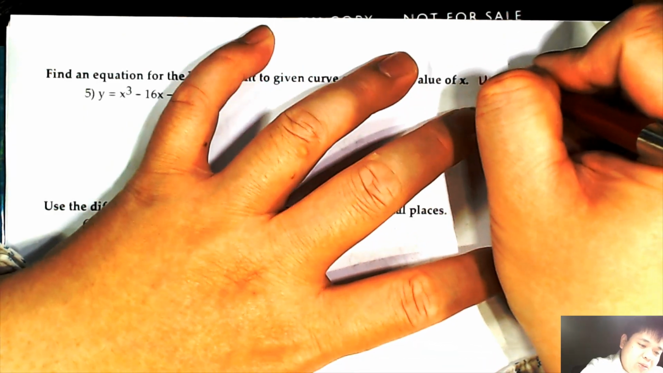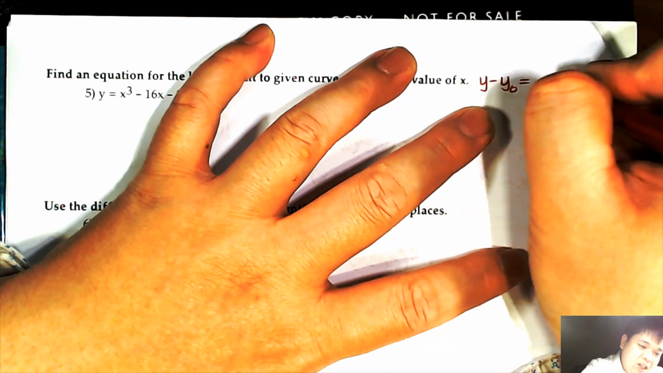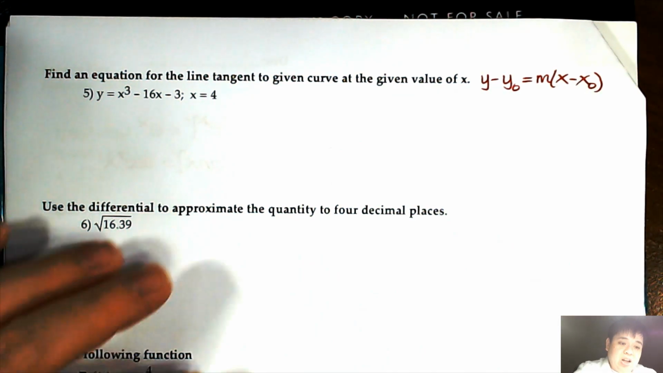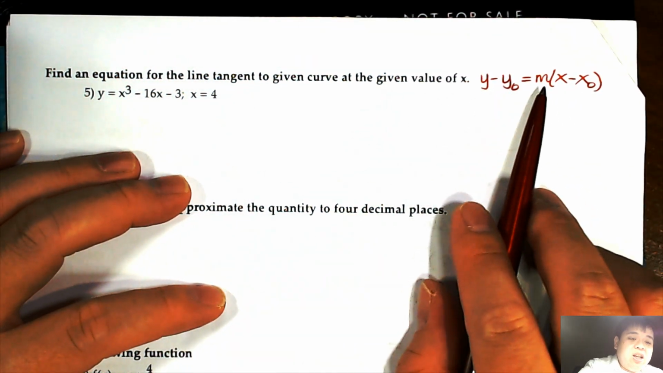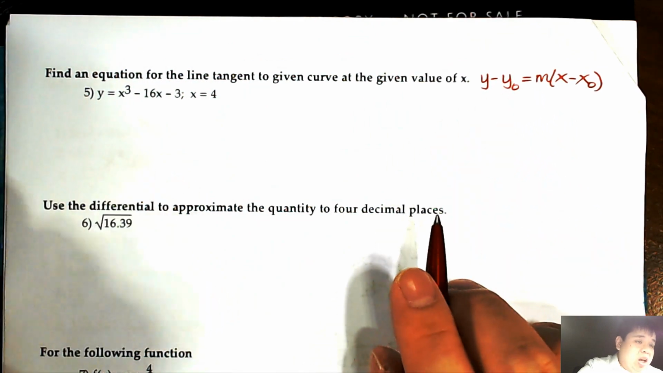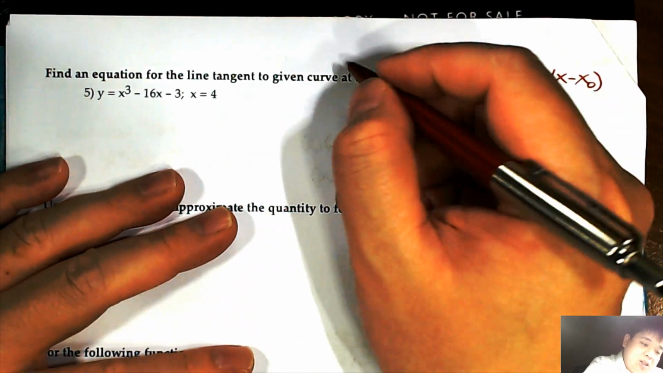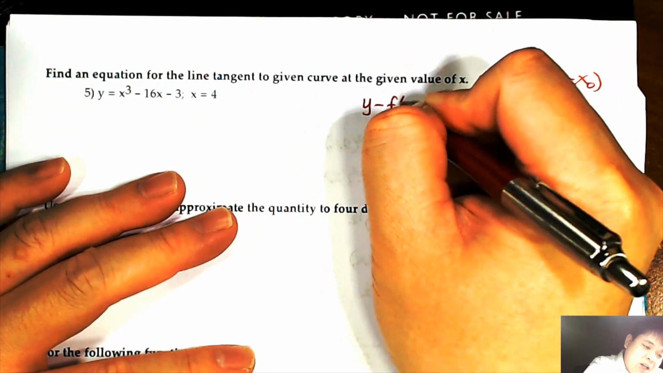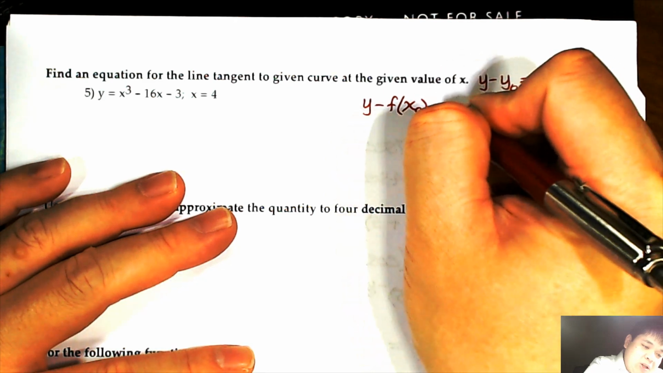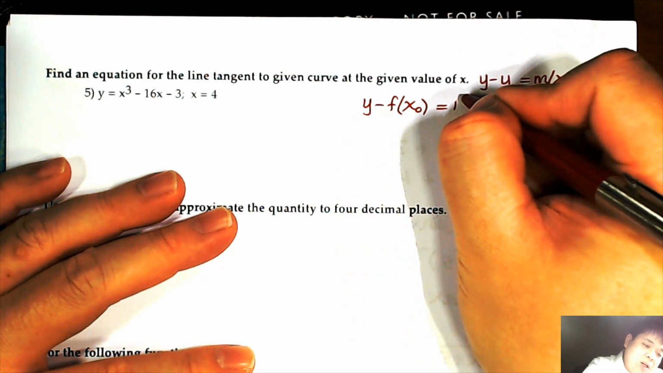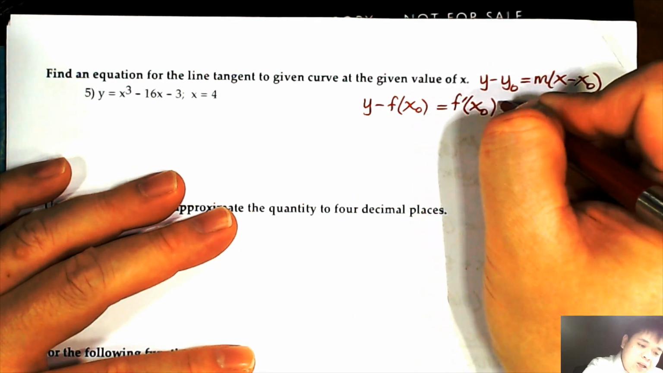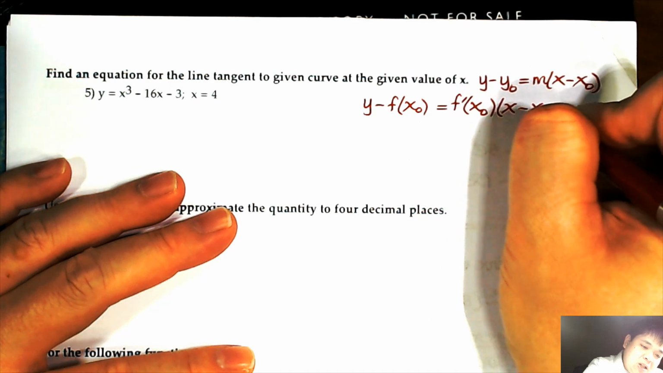Given slope, I'm going to write y minus y naught equal to m times (x minus x naught). So that is the equation of a line going through the point x naught, y naught, and the slope is m. Right. In this particular case, if we know the function, we can rewrite that as y. Instead of y naught, we say the function at that point, equal to the slope. The slope is given by the derivative at that point, times (x minus x naught).